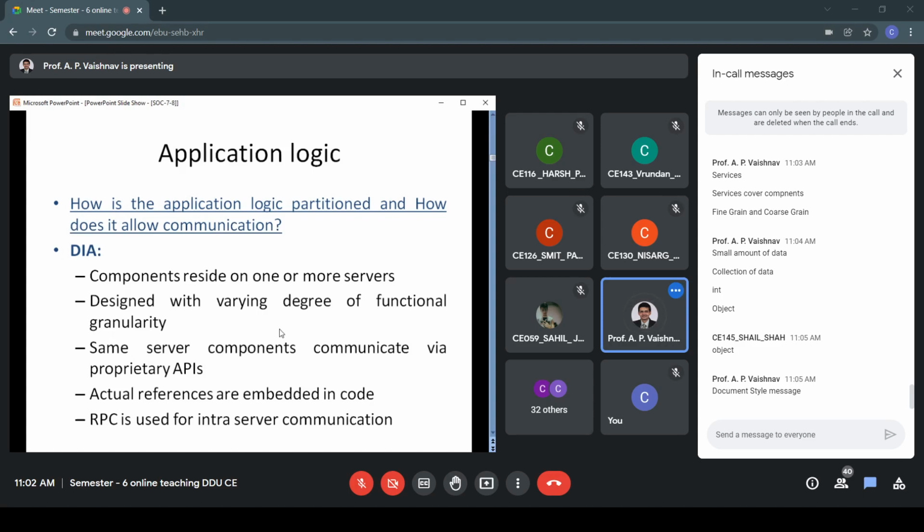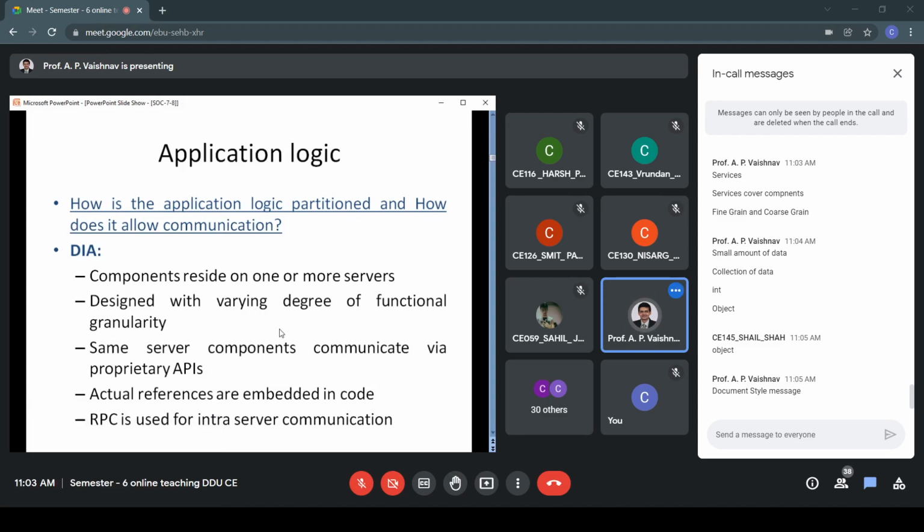In DIA, you will be having a mix of grain system. You might be having some fine grain operations, some coarse grain operations. While in case of SOA, we are using principles of service orientation, and mostly the components will be coarse grain, right? Third difference, same server components communicate using proprietary APIs, right?